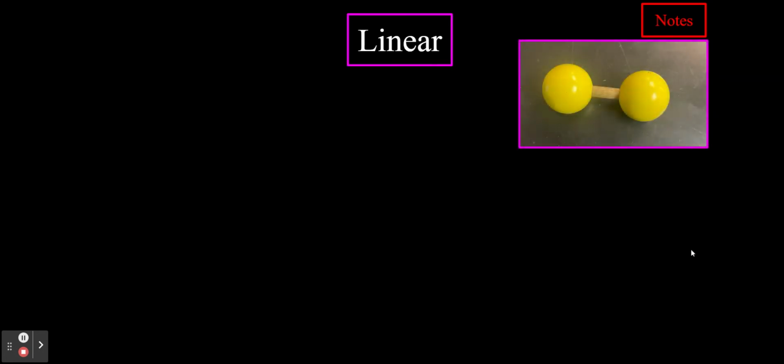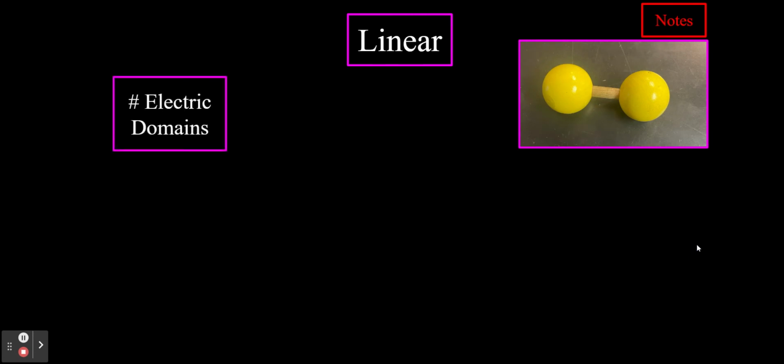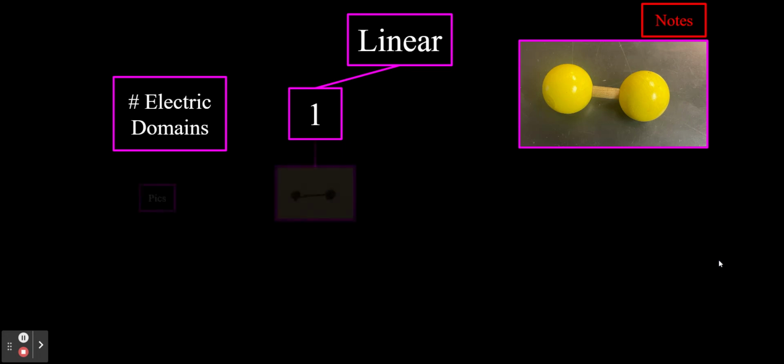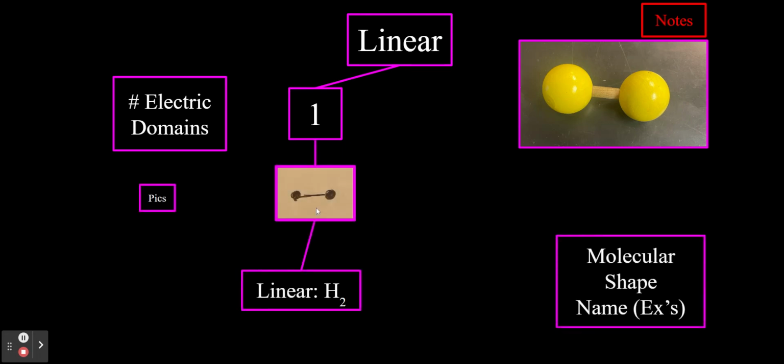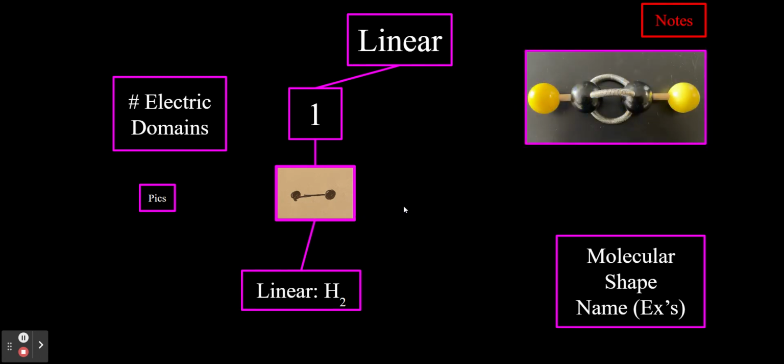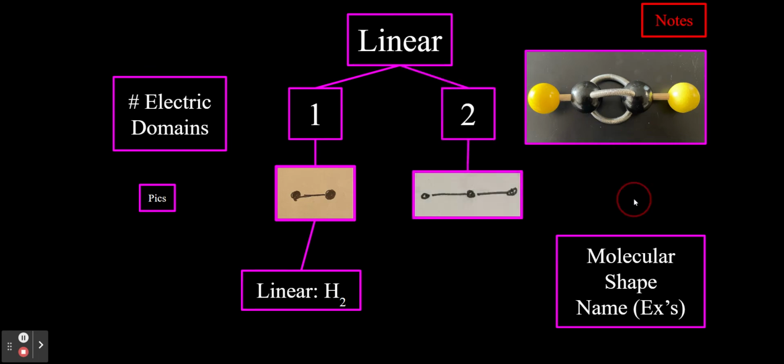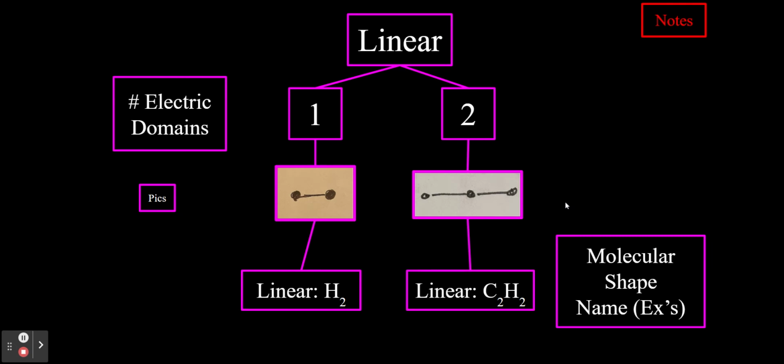So for linear, the classic linear molecule is hydrogen gas. This has 1 domain, so that's a linear molecule. All right, and it would look like that. That's how I draw the domains. Another example is ethyne, which has 2 domains, and that would look like that, and that's also called linear.